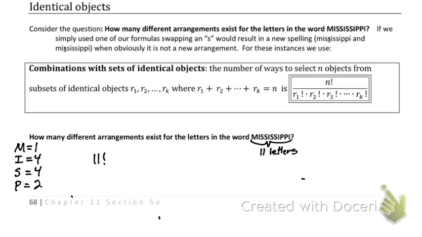Awesome. All we have to do to get rid of those extras is we're going to divide by each of those with a factorial after it. So we'll have 1 factorial, which is useless. It's just 1. 4 factorial times 4 factorial times 2 factorial. We really don't have time to let you guys plug that in, but you're going to end up with 34,650. So you come up with your normal number of possibilities, and you divide by each of your repeats in factorials.